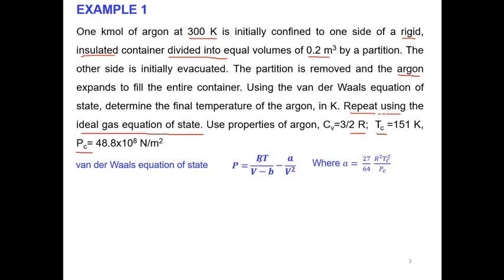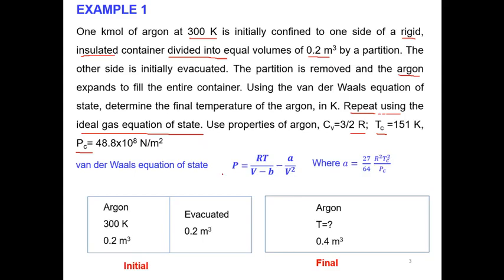So based on this given data, we also know the van der Waals equation of state: pressure P is equal to RT by (V minus b) minus a by V squared, where a and b are constants. And a is further a function of different constants like 27, 64, R, Tc, and Pc, which are all constants.